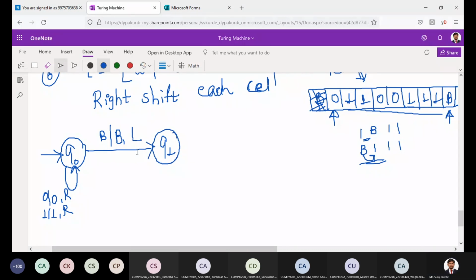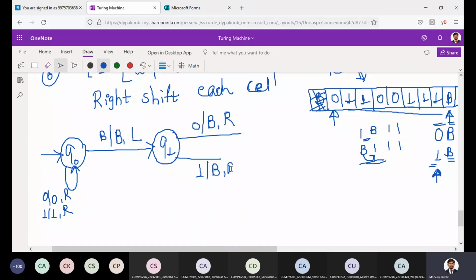Q1. Now here we have two possibilities. On the left of blank, we may read 0 or we may read 1. If we read 0, we have to replace blank with 0. If we read 1, replace blank with 1. Currently, we are on the left cell. Here it reads 0 or 1, so we have two possibilities, 0 or 1. What can I do? Replace 0 with blank, go to the right cell. Replace 1 with blank, go to the right cell.